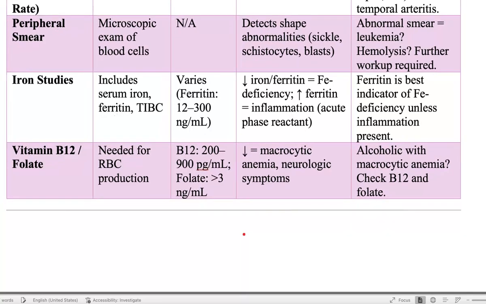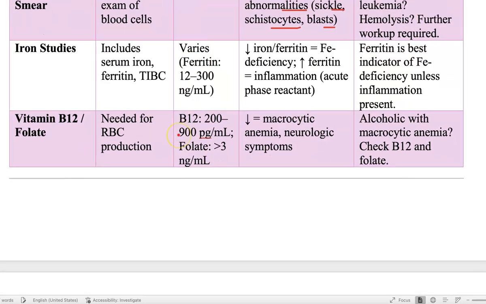Peripheral smear. Microscopic exam of blood cells. It detects shape abnormalities, sickle cells, spherocytes, blasts. An abnormal smear may mean that they have leukemia or hemolysis. Further workup is generally required.